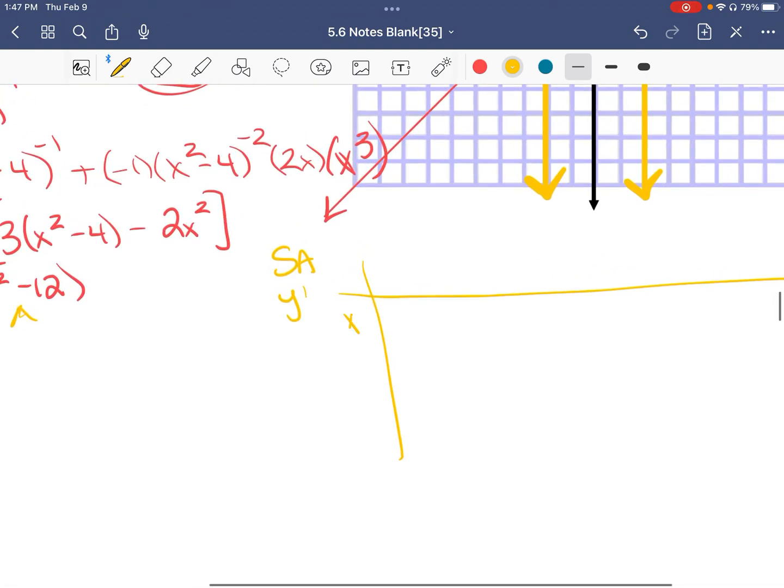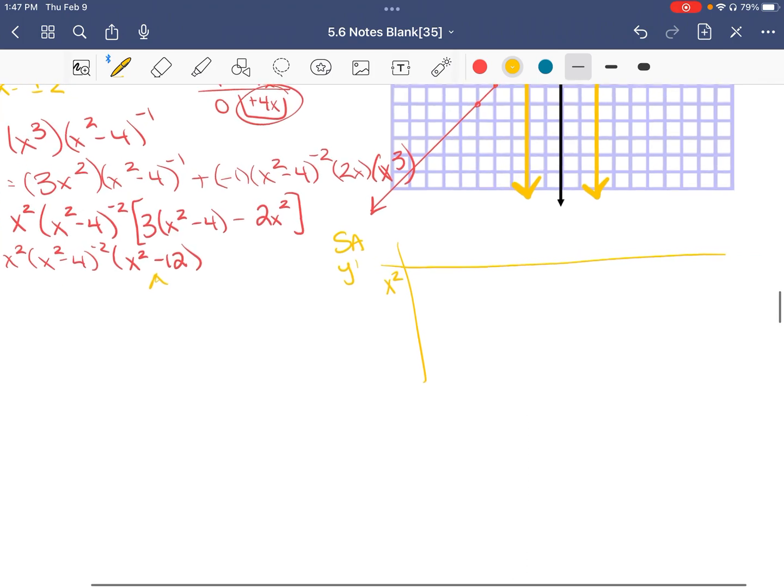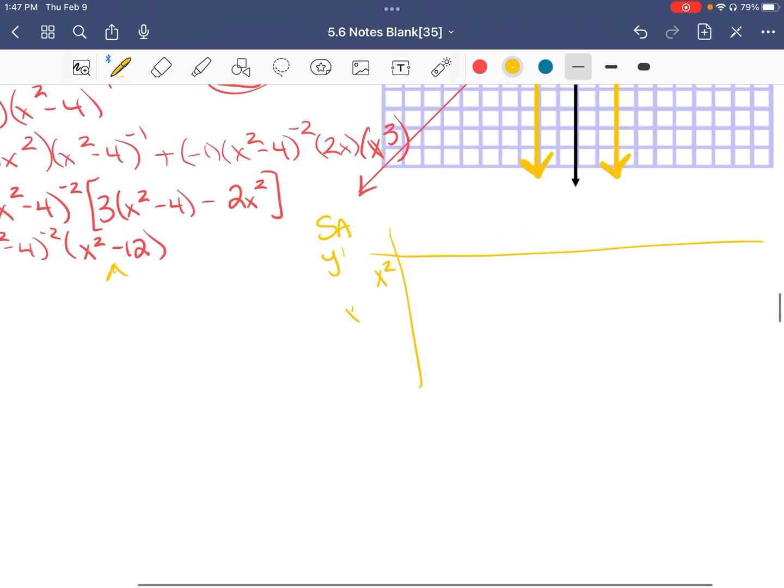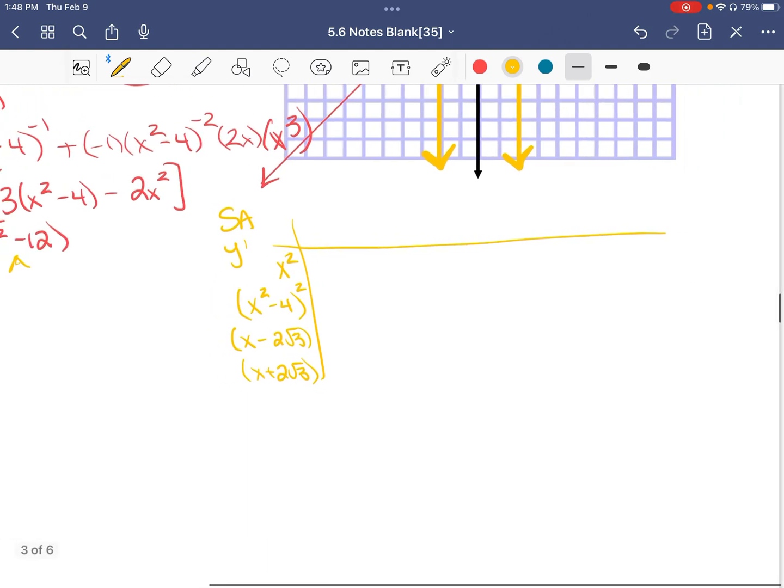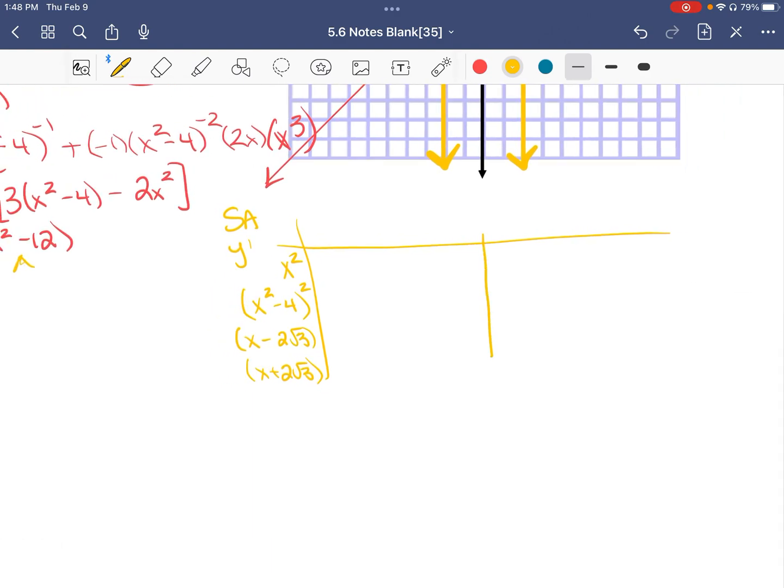We've got an x squared. You could do that as an x and an x. That's totally okay. We've also got x squared minus 4, which we could also leave as a squared. We're going to put it as a positive just because it's positive in the denominator. And we've also got, I'm going to use difference of squares on that one just to ease our life. So it'd be x minus root of 12, x plus root of 12, which is 2 root of 3. So x minus 2 root of 3 and x plus 2 root of 3.